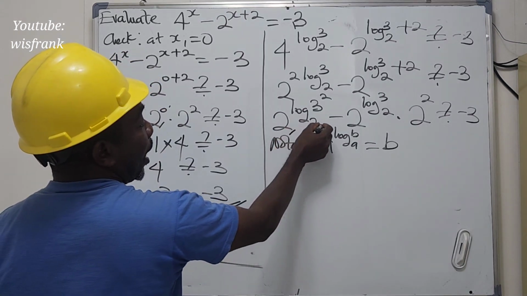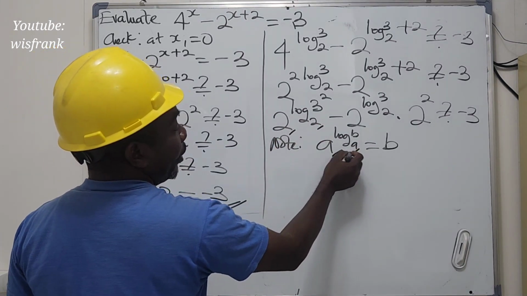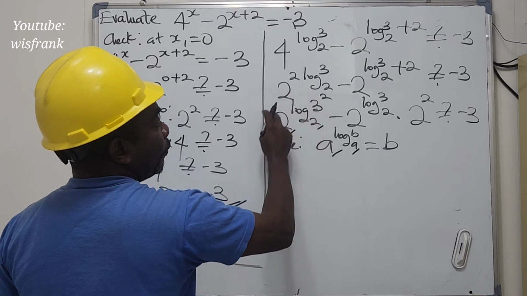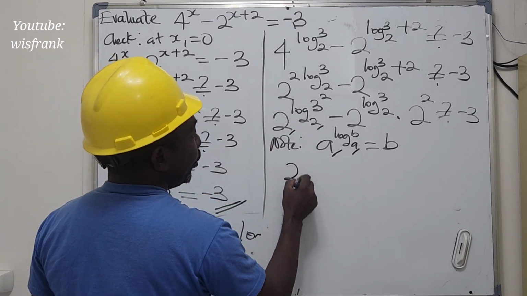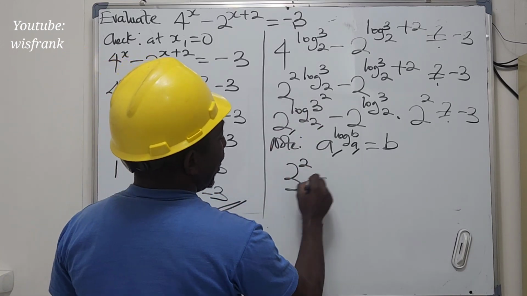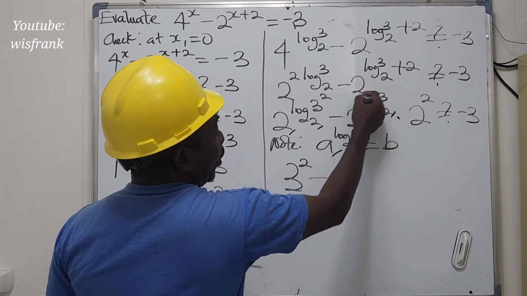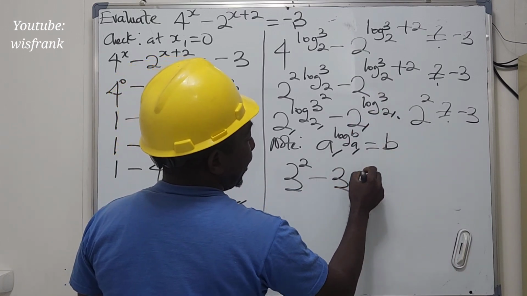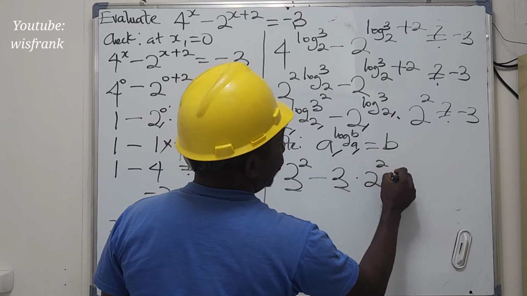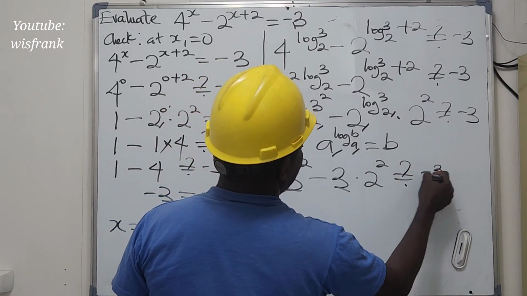So what we are going to do now is express this in this format. So we have 2 here and we have 2 here. We have a here, we have a here. Therefore, the whole of here will become 3 to the power of 2. Then we have minus, then we have 2 here, we have 2 here. So the whole of here will become 3. Then times 2 to the power of 2. Will this equal minus 3?